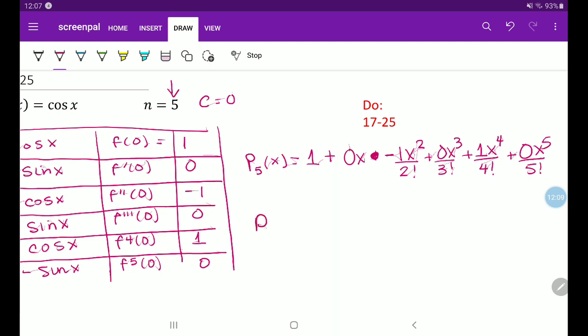So my polynomial to the 5th degree, my variable is x. Cleaned up will look like 1. 0 is going to go away. We're going to have minus x squared over 1 times 2, which is 2. My third one's going to go away because of that 0. Plus, we're going to have x to the 4th over our 4 factorial, which we just did a moment ago, and was 24. The last term goes away.